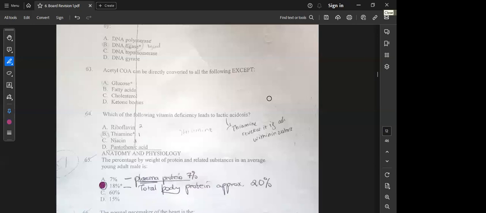Then 63, acetyl-CoA can be directly converted to all the following except: we know it can be converted to fatty acids, cholesterol, ketone bodies, but not glucose. Yes, so number 63. Yes, A. Anything else to add on acetyl-CoA?